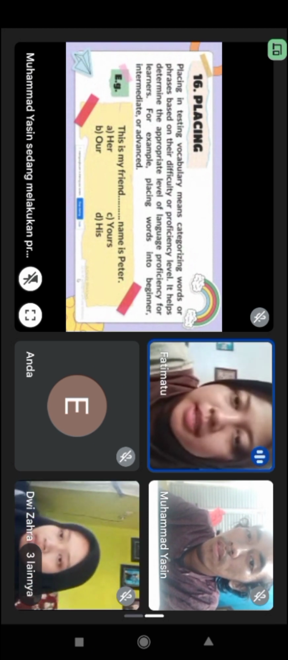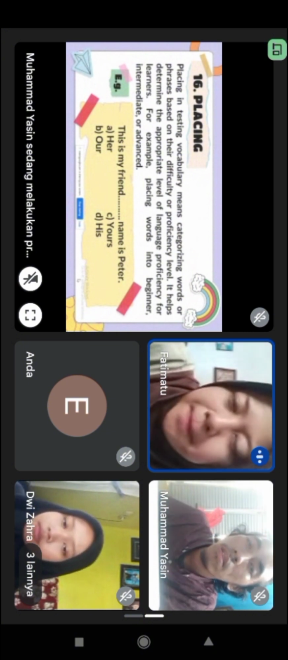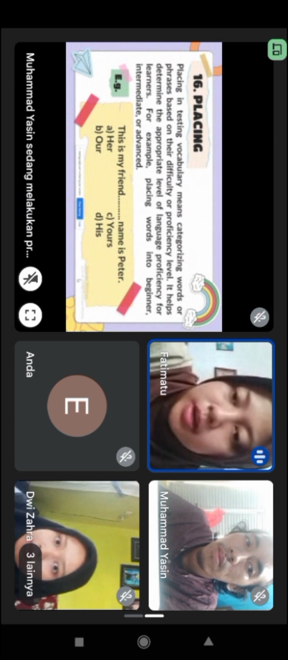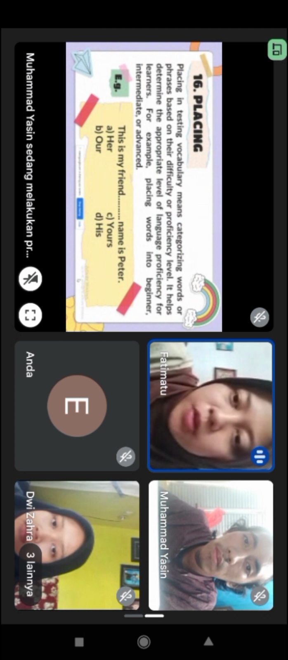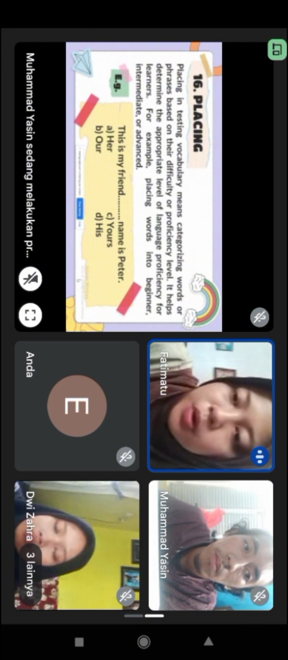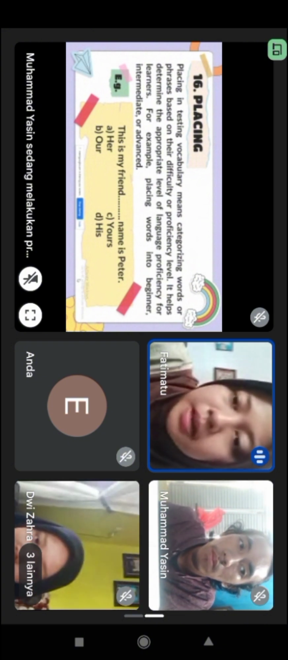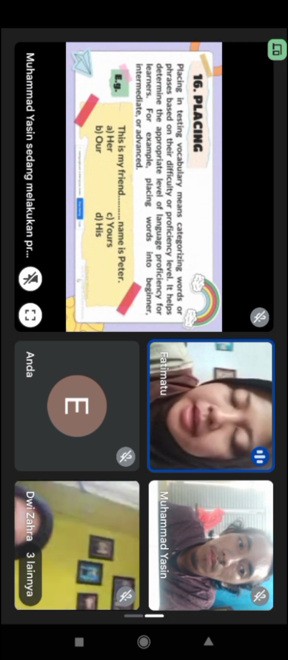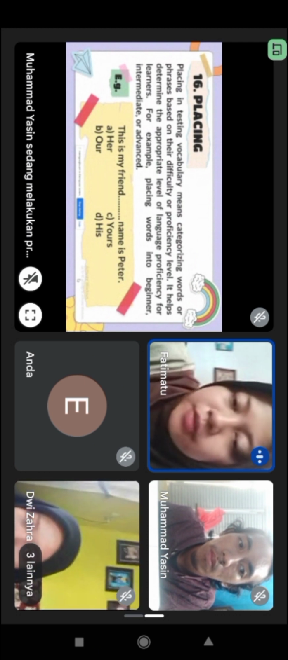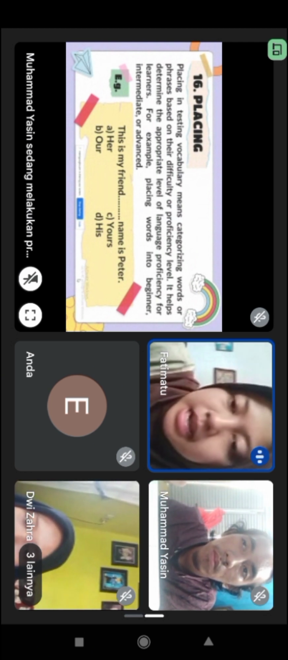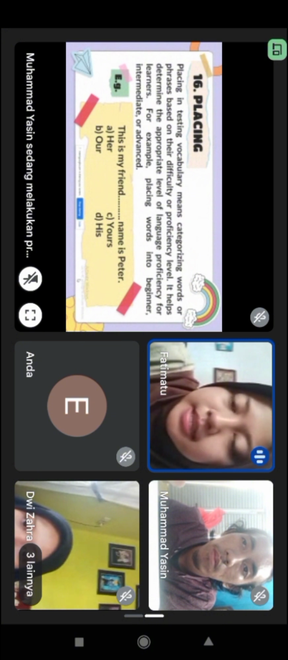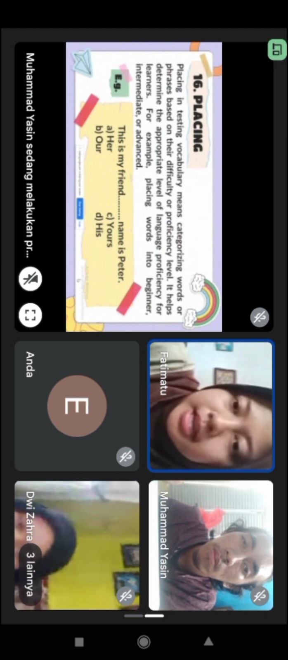And the next, number 16, placing. Placing in testing vocabulary means categorizing words or phrases based on their difficulty or proficiency level. It helps determine the appropriate level of language proficiency for learners. For example, placing words into beginner, intermediate, and advanced. For the example, this is my friend, blank, name is Peter. And the answer is D. This is my friend. His name is Peter.